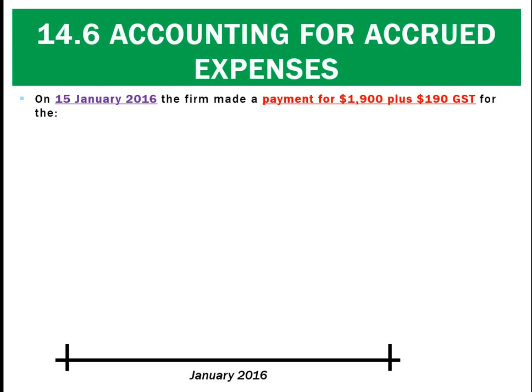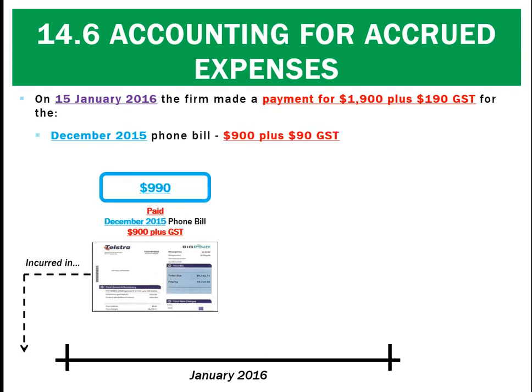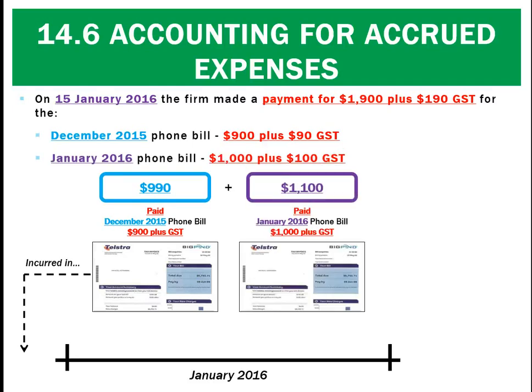Then we need to factor in next year. So what will happen eventually is we'll go into the next period and eventually we'll pay the old phone bill. So the phone bill for $900 plus GST that was incurred in 2015 has now been paid. And or at the same time, maybe we also paid January's phone bill for $1,000 plus $100 GST. So in total, we're going to be paying $1,900 plus $190 GST.